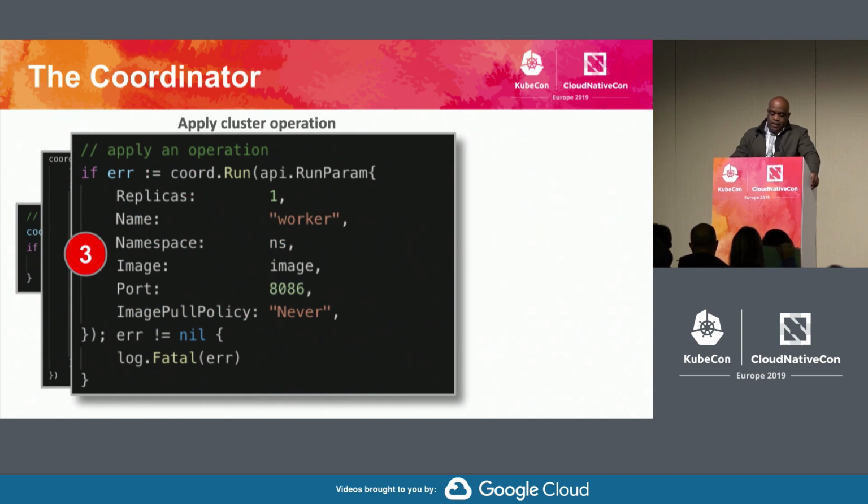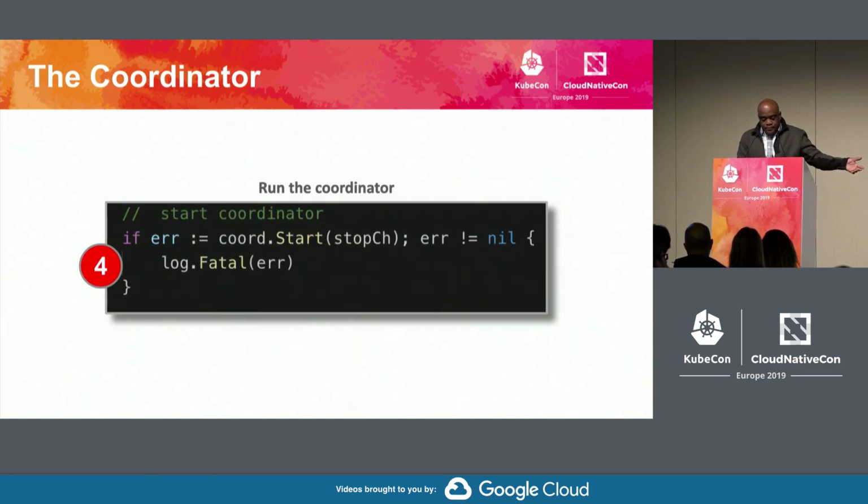Then we apply a cluster operation. In this instance, I just want to launch something. I want to run a process. And that's what we're doing. We give it a name, an image, a port, some kind of image pull policy, and that's it. Then we start our coordinator.